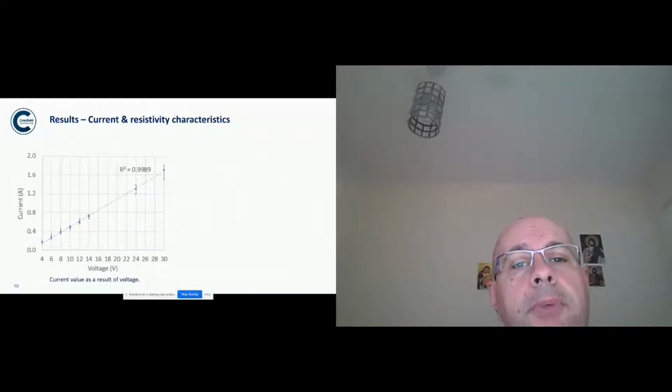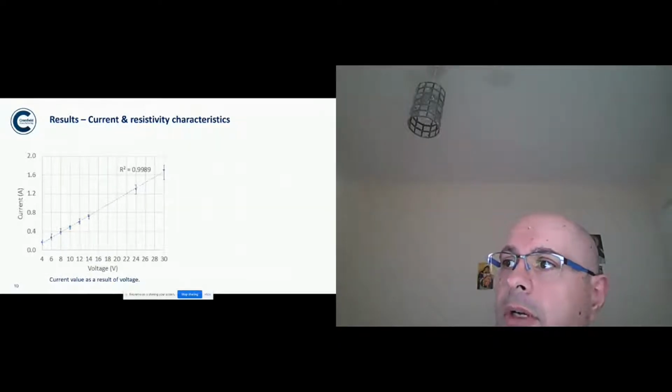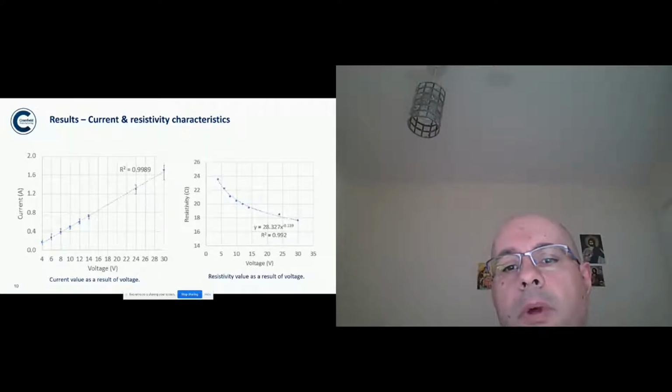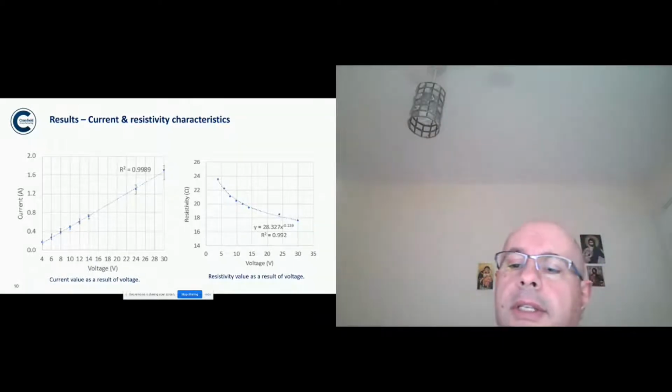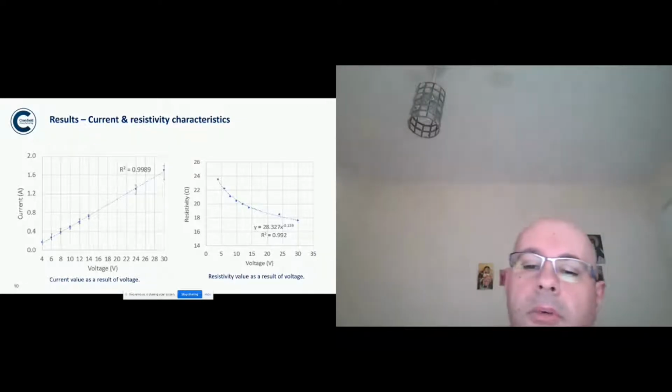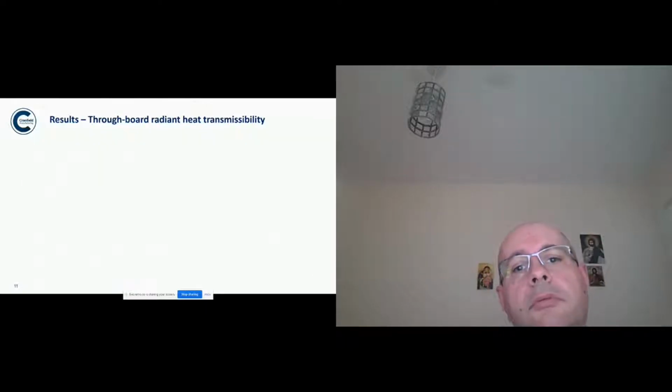Again, we were kind of expecting these relationships between current and voltage, and we wanted to assure the stability of our measurements. So these are all within 5% of what was expected. And then we saw the resistivity values as a result of voltage. Here we can see some effects of the specific formulation that we've used, of carbon nanotubes and multi-layer graphene, on the behavior of the curve, which characterizes the specific formulation.